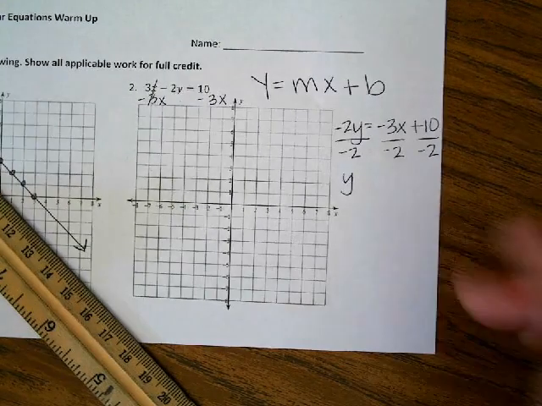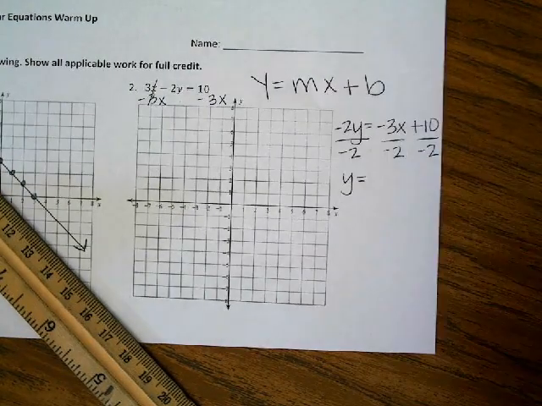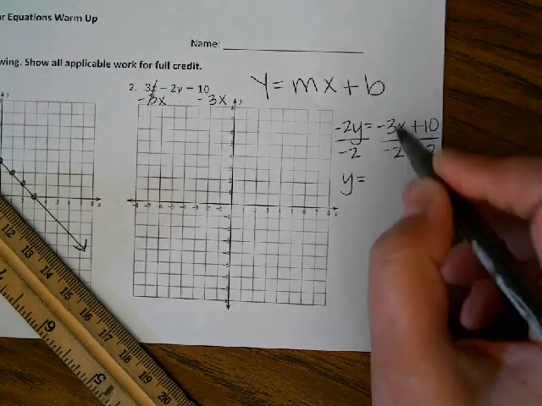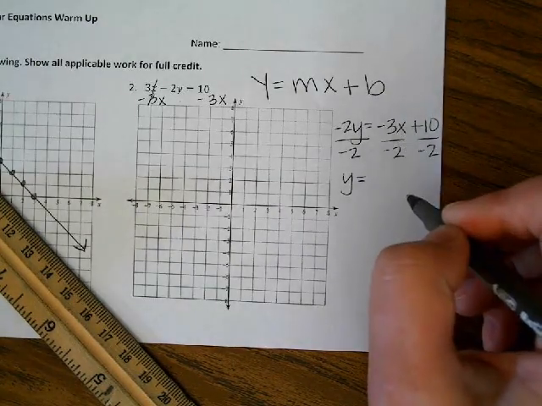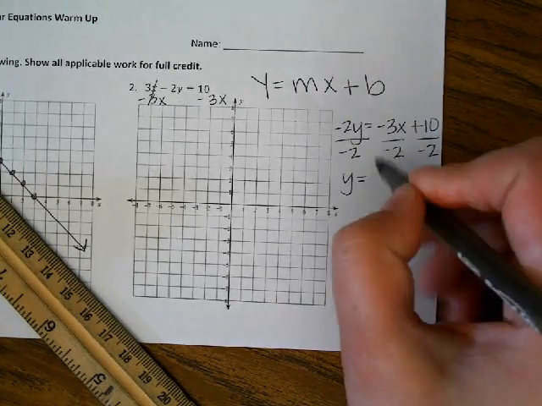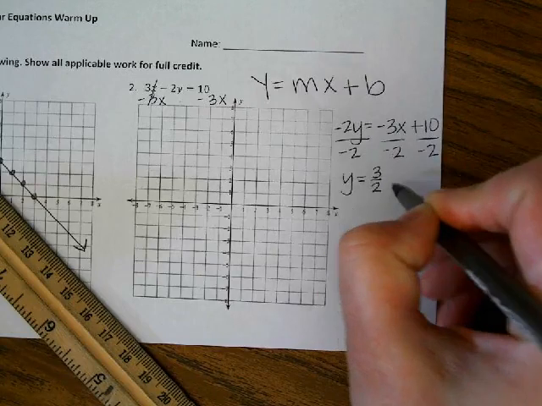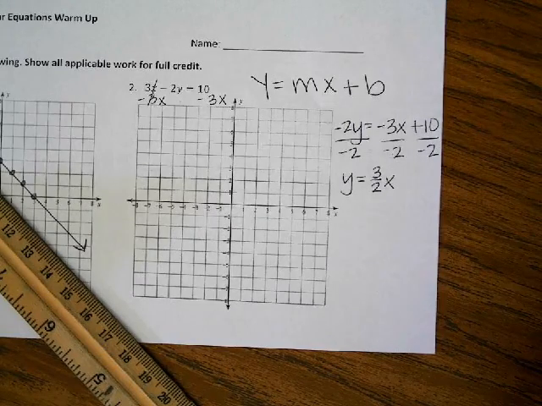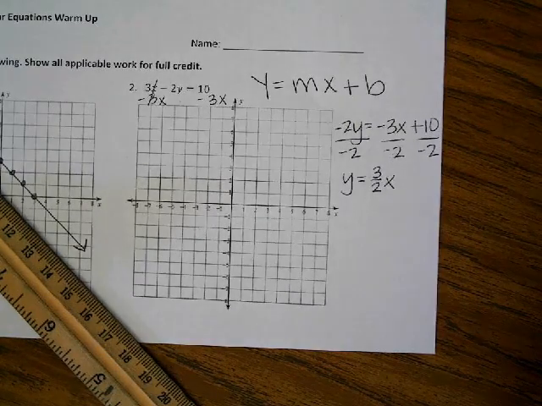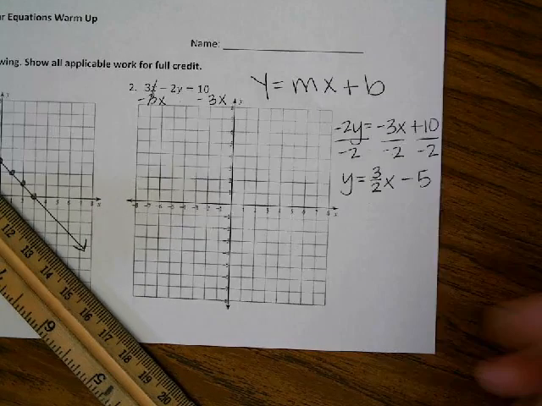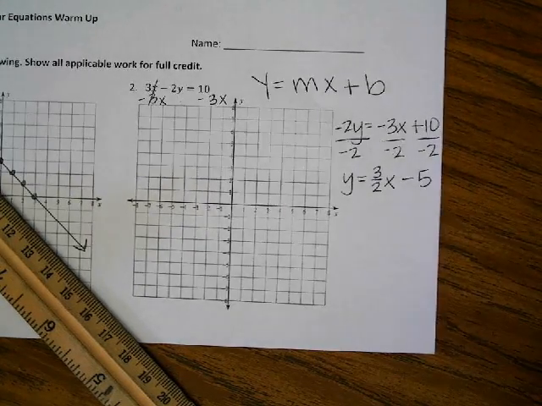So y equals 3 halves. How do we know it's 3 halves and that there's no more negatives? We got two negatives and a negative over a negative. Those are going to cancel. So 3 halves x, there's our slope. And we have a positive 10 divided by a negative 2, negative 5.